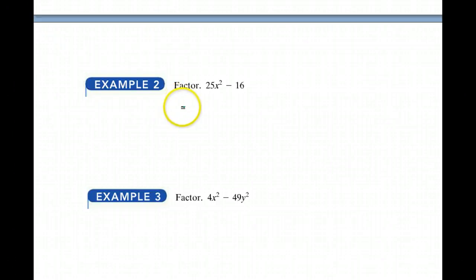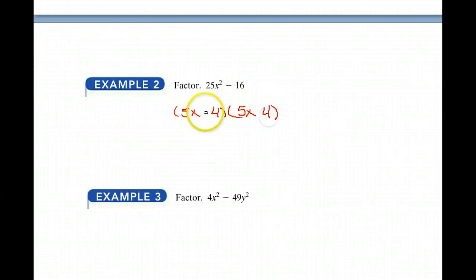Okay, at this point, you should have taken the square root of both the first and last terms. So 25x squared becomes 5x, and we put that in the front of each parenthesis. The square root of 16 is 4, and we're going to put that in the back of each parenthesis. One group gets a plus, one group gets a minus, and we are done.